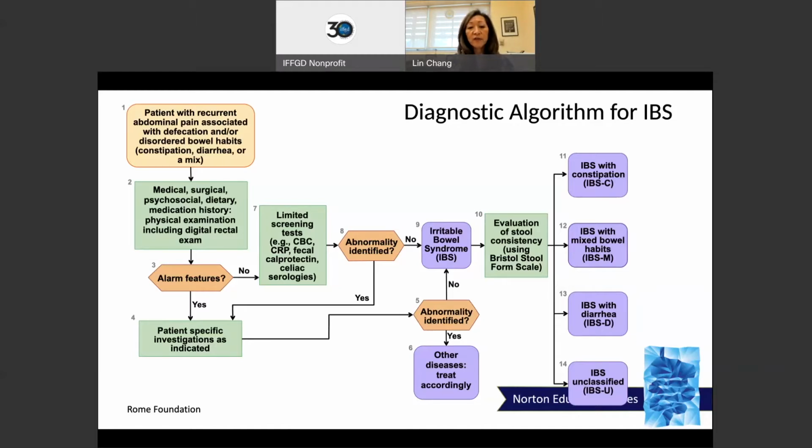We also assess if the patient has alarm features. The alarm features are important because if the patient has alarm features, which I'll describe in a moment, we might do more specific investigations than we normally do if they don't have alarm features. And I want to show you what those alarm features are.